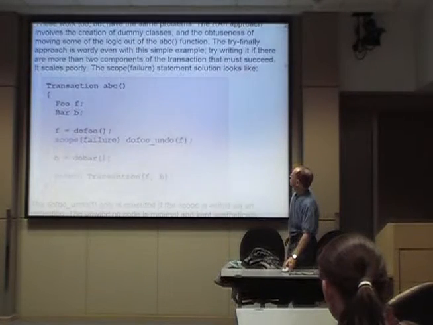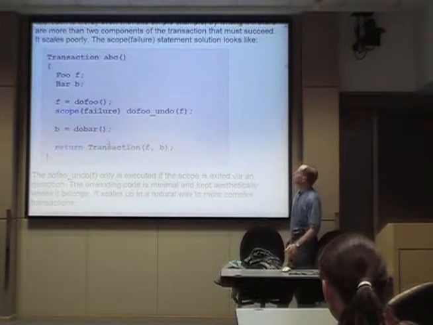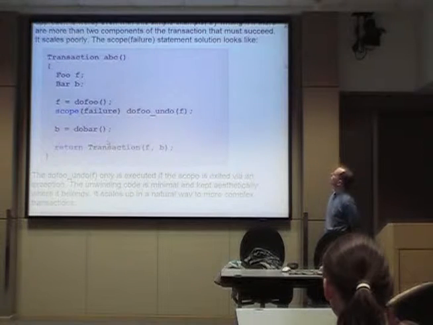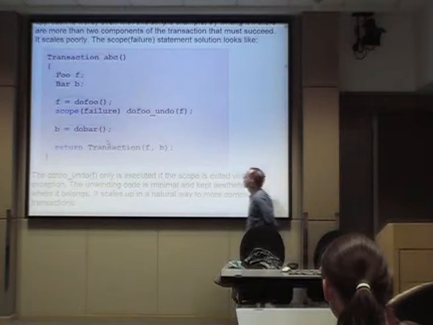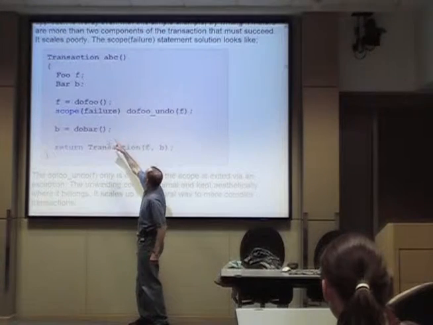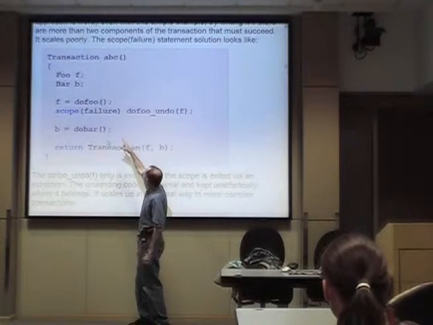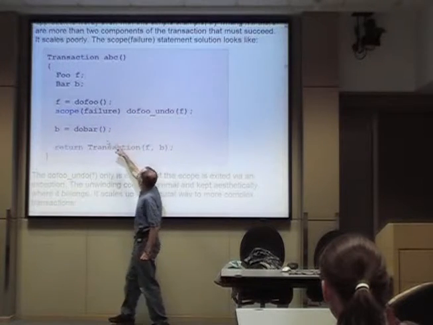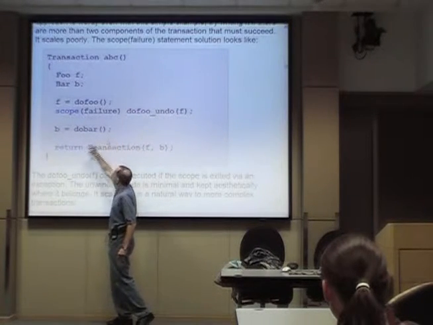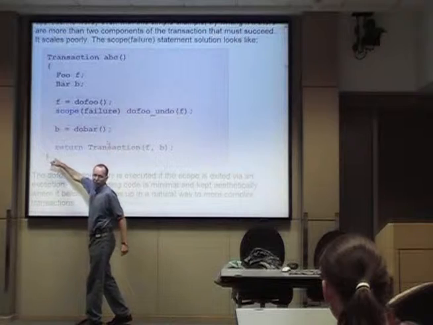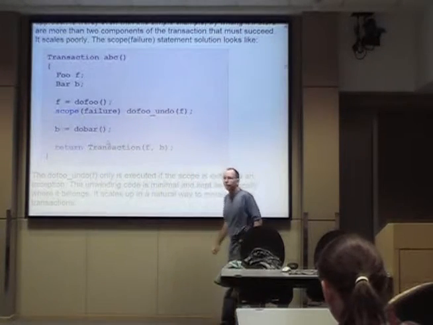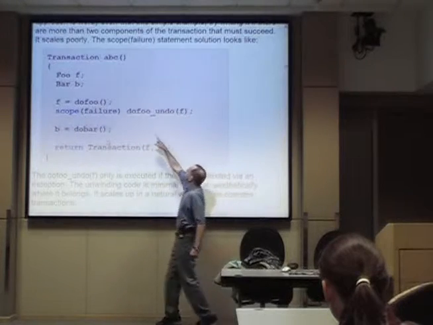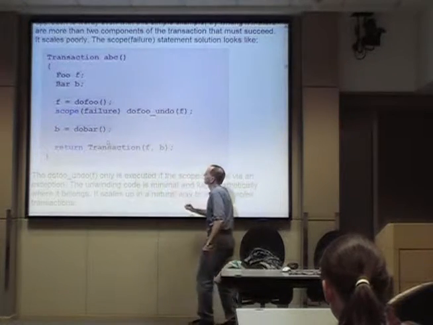Then you wind up with all these nested try-catches in a rather horrific looking mess. So the solution is to introduce a statement called a scope failure, and what happens is I call do foo to do my function. And then this scope failure means that when I hit the end of the scope, if I hit that end of the scope due to a failure, then I execute this code here.